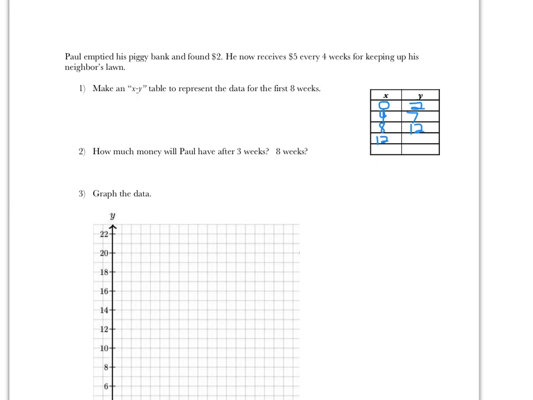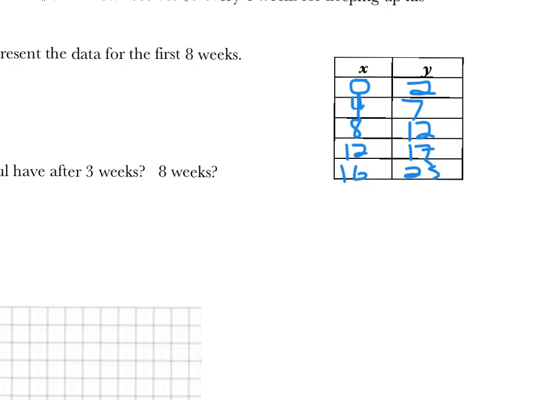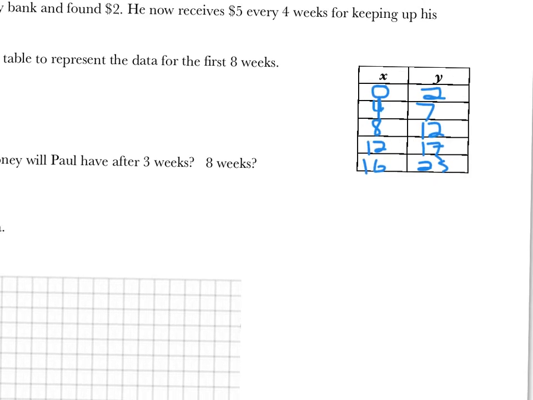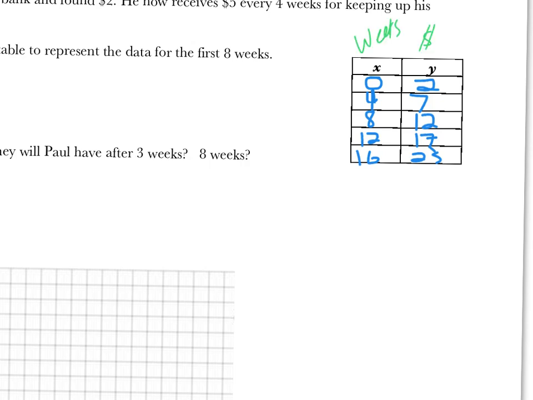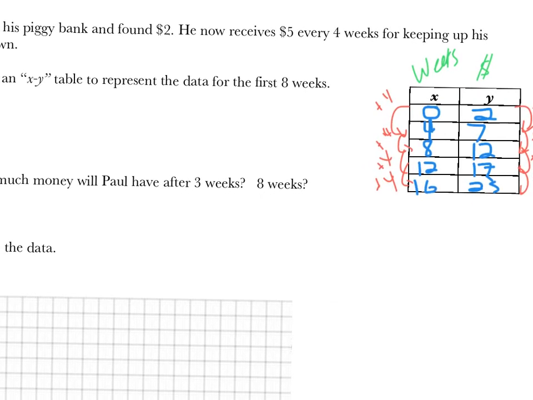4 weeks after that, adding 5 to 12, I'm going to get 17. And 4 weeks later, I'm going to add 5 to 17 and get $23. And what I want to point out here is if you look at this table, the Y values, which are going to represent our dollars, are going up by 5 every single row, and our weeks, which are the X's, are going up by 4. And the reason for that is that's what this scenario involves. He's making $5 for every 4 weeks.